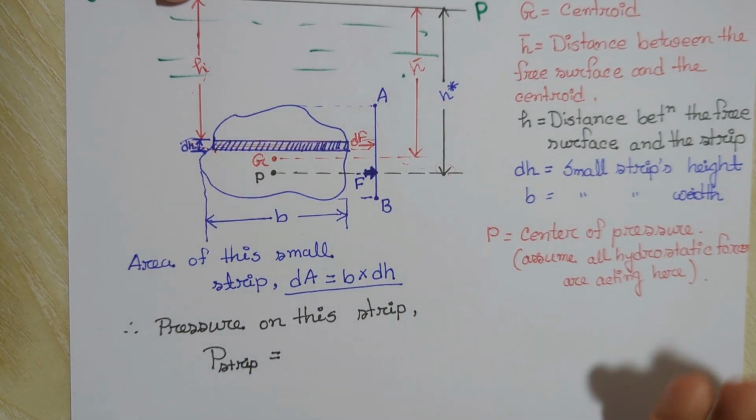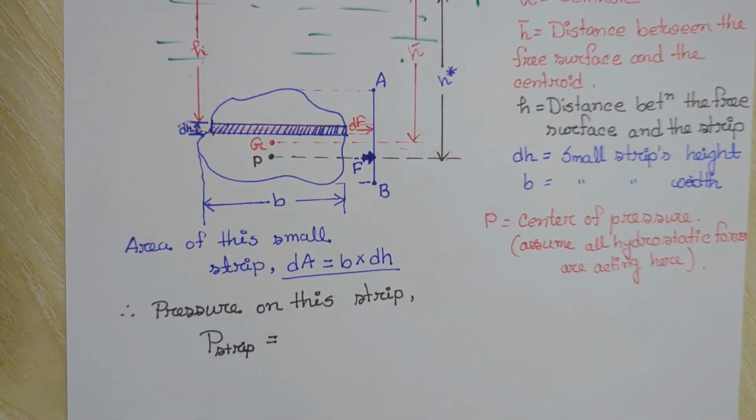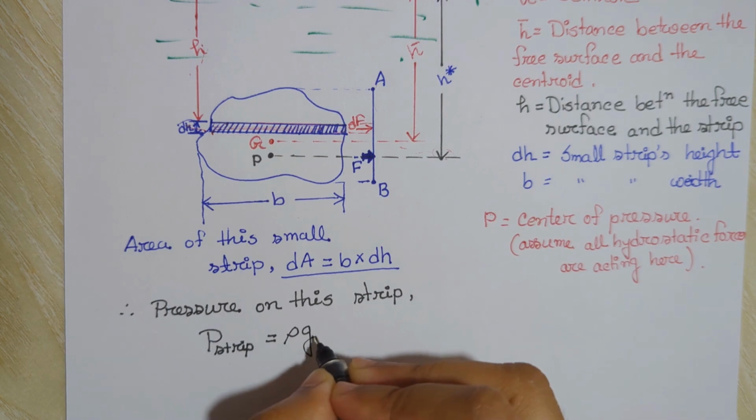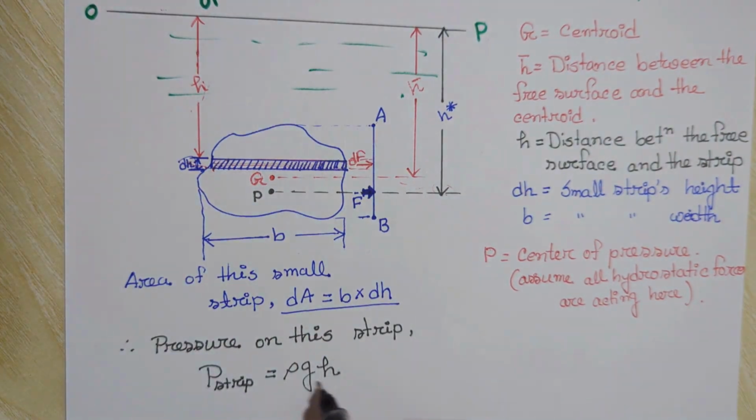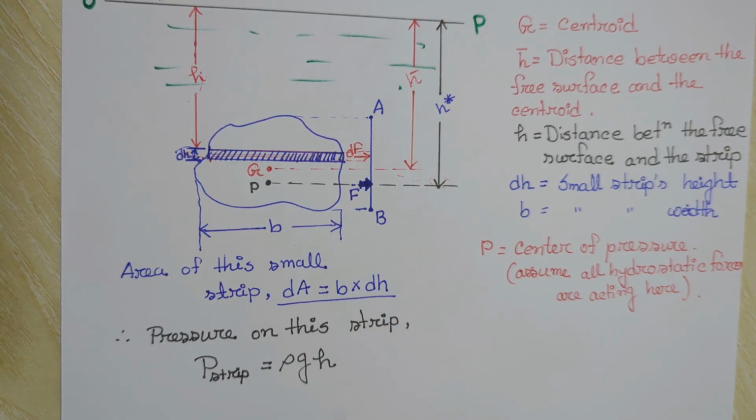So what will be the pressure that works upon this small strip? Let's find the pressure on this small strip. That will be rho g h, because the height of the strip from the free surface is H, so here we'll use H, and we know the formula, which is rho g h.